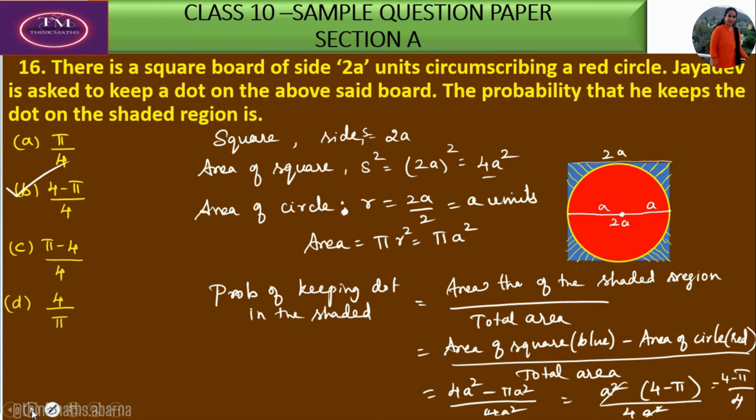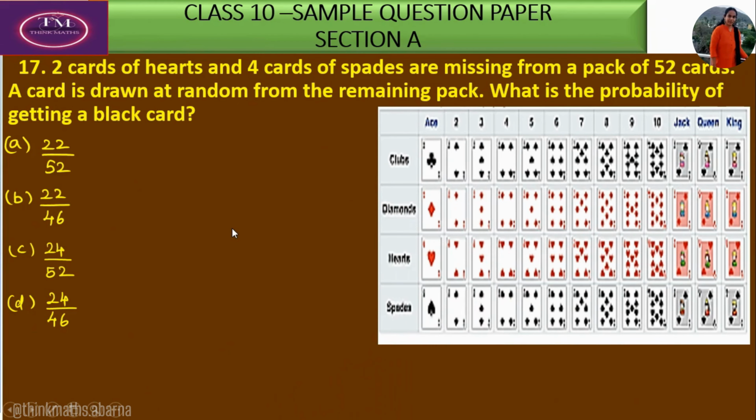So moving on to the 17th question. 2 cards of hearts and 4 cards of spades are missing from a pack of 52 cards. A card is drawn at random from the remaining pack. What is the probability of getting a black card?